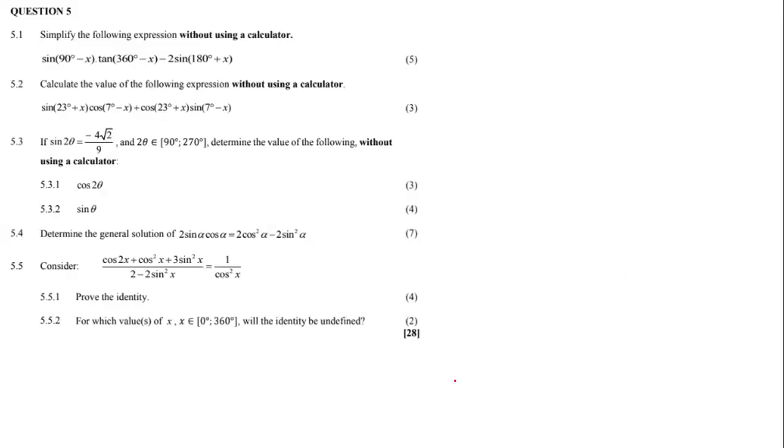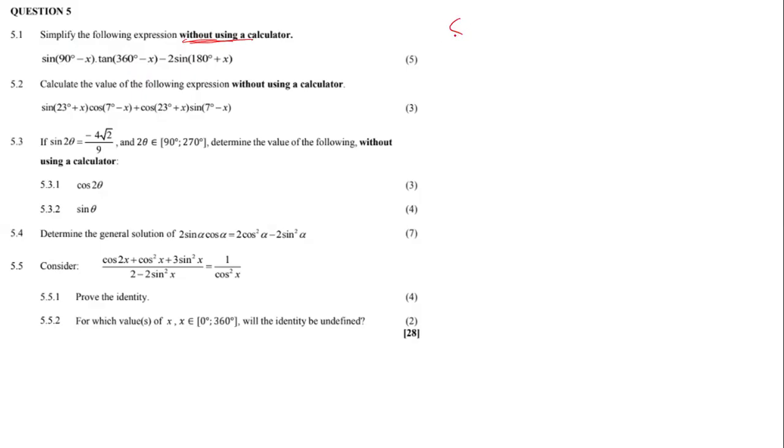Right, so now let's have a look at question number 5, which is trigonometric functions and identities, double angles, and all of those things. Now, 5.1 says to us, simplify the following expression without using a calculator. This is a restriction. You should simplify this, meaning you're going to have to break it down into simpler form without using a calculator. So let us rewrite 5.1.